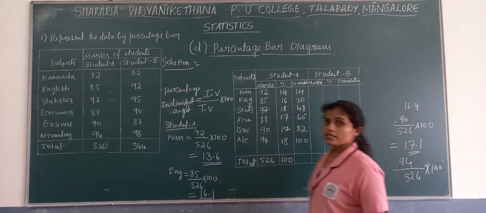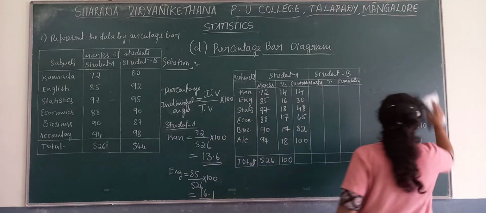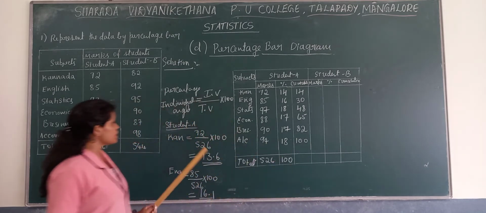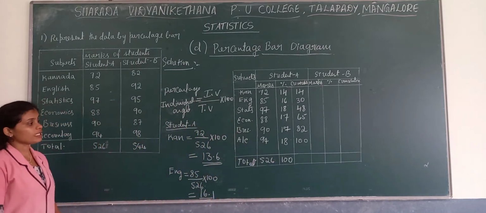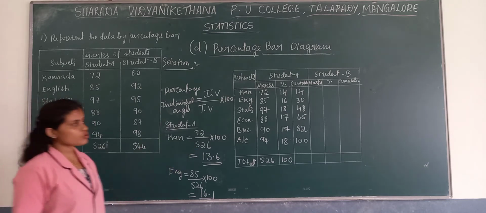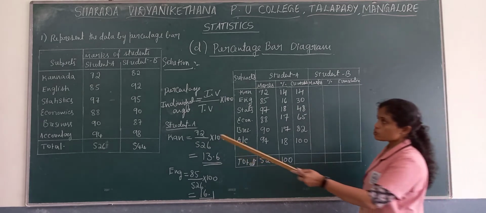Next we need to go with student B. As I said, it's enough if you show the calculation for any two values. We calculated two here, or one is also enough. One is from student A, one is from student B. Now, we'll write the original marks of student B.